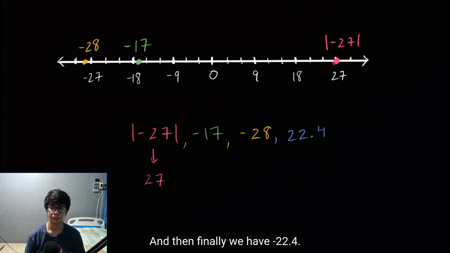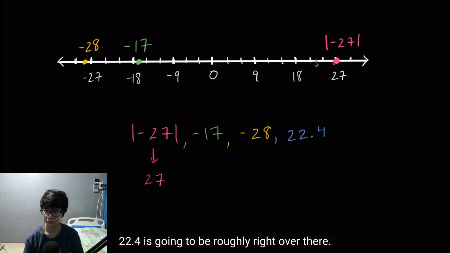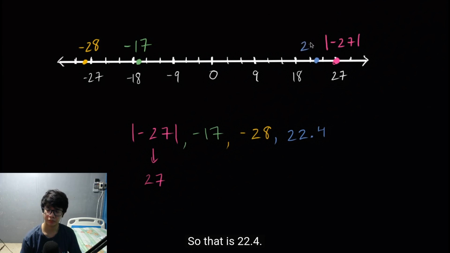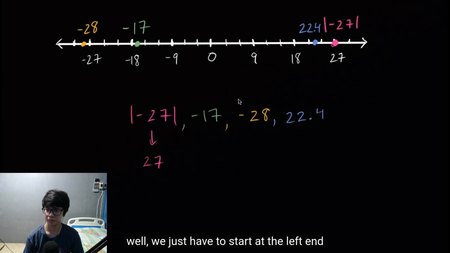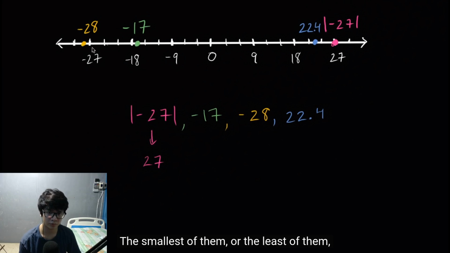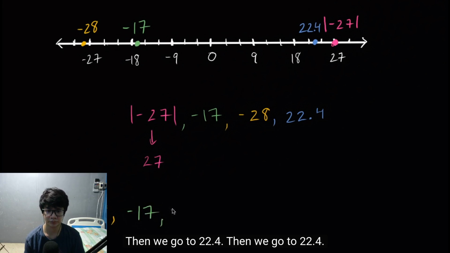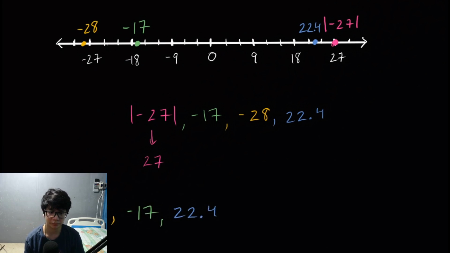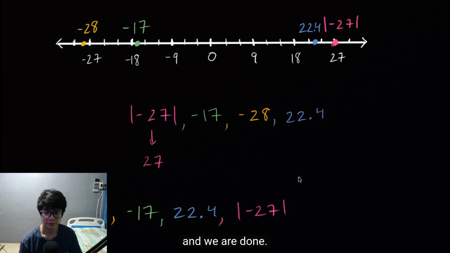-28. And then finally we have 22.4. So let's see, we have 18, 21, 22 would be here, so 22.4 is going to be roughly right over there. So that is 22.4. So if we want to sort it from least to greatest, well, we just have to start at the left end of the number line. The smallest of them, or the least of them, is -28. Then we go to -17. Then we go to 22.4. And then we go to the absolute value of -27. And we are done.